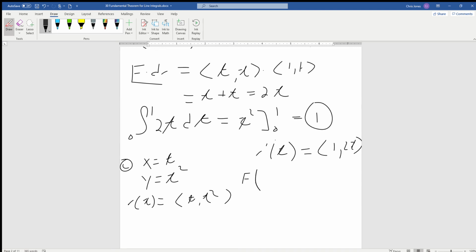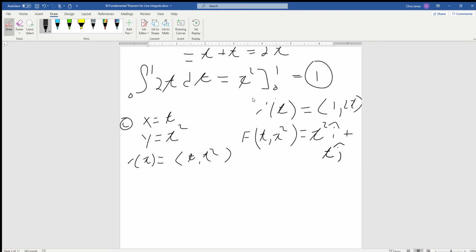And then the original vector field at the function t squared is going to be equal to, remember it was yi, so t squared i plus xj. All right. So now we're going to dot these. We're going to dot r prime and we're going to dot f.